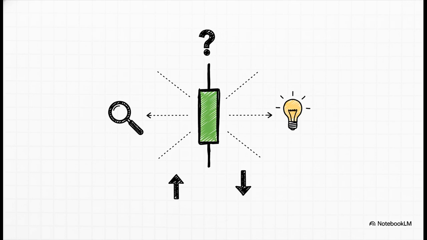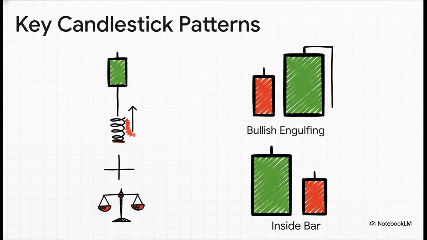All right, let's zoom in a little bit with our third tool, candlestick patterns. Think of these as little signals. These individual candles can give you some amazing real-time clues about what might happen next, especially when they show up at our key levels. So here are a few of the big ones.